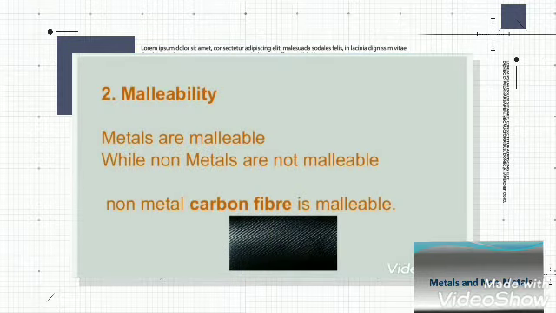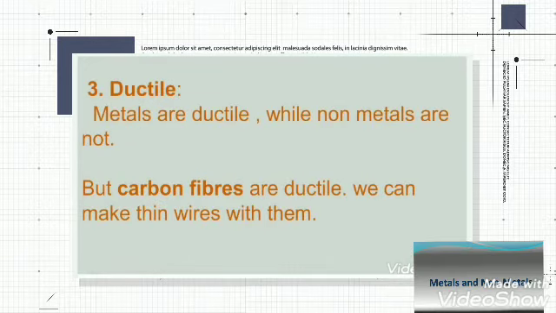And next one is the malleability feature. Non-metals are not malleable, but being a non-metal, carbon fiber is malleable. It has the malleable feature. And it also has the ductile property. Actually, metals have ductile properties, but being a non-metal, carbon fibers are ductile. We can make thin wires with them.